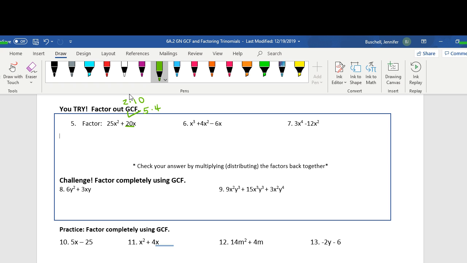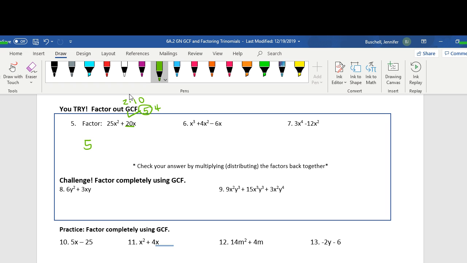And I'm going to start with the biggest number. Can 10 go into 25? No. So I'm going to ask, what about 5? Can 5 go into 25? Yes. So 5 is part of my GCF.